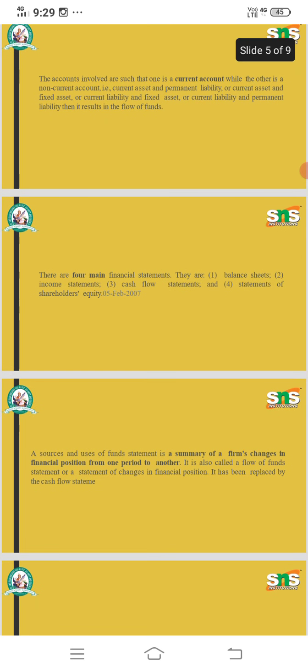There are four main financial statements. They are: one, balance sheet; two, income statement; three, cash flow statement; and four, statement of shareholders' equity.